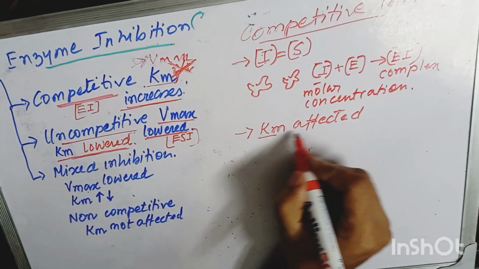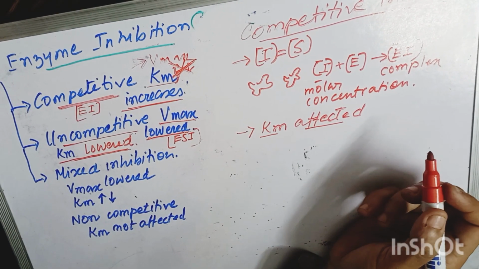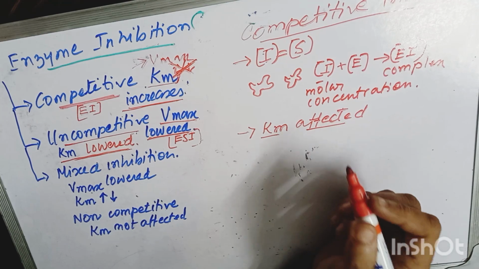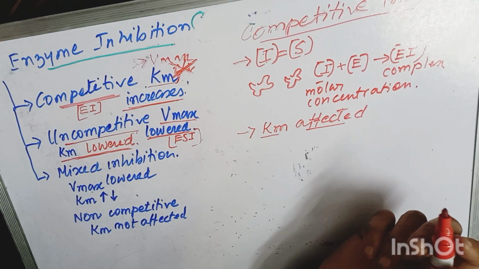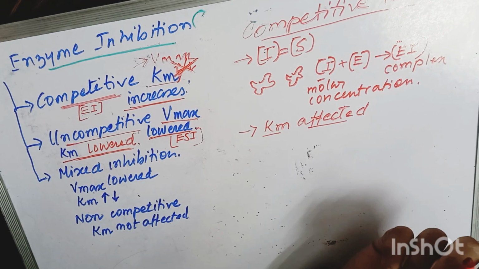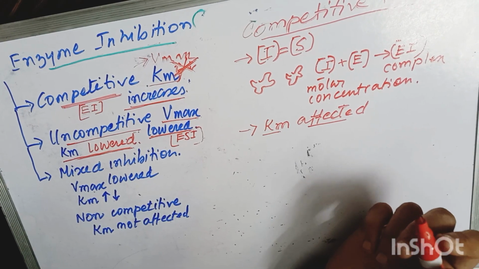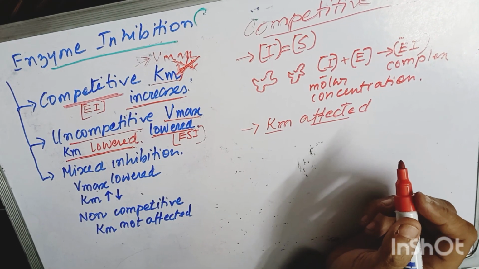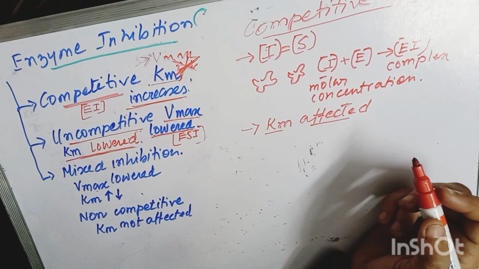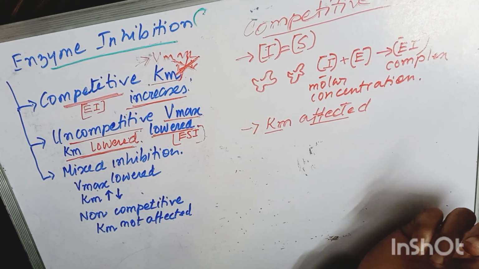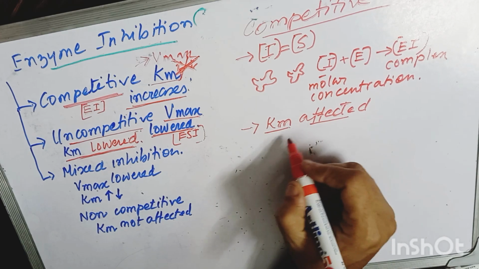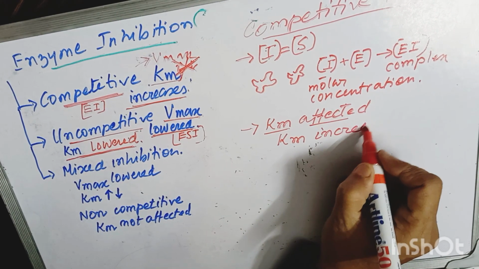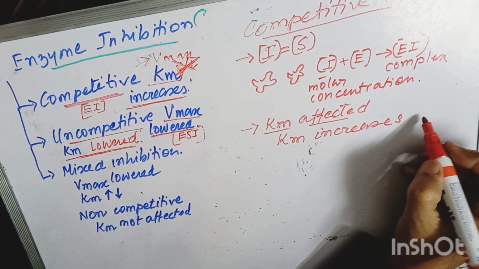The Km being affected means the affinity has decreased. Now the inhibitor binds to the enzyme and the substrate will not be able to bind. So from the outside, what we see is that the enzyme cannot bind to the substrate, and so the affinity of the enzyme is affected, and the Km value increases.